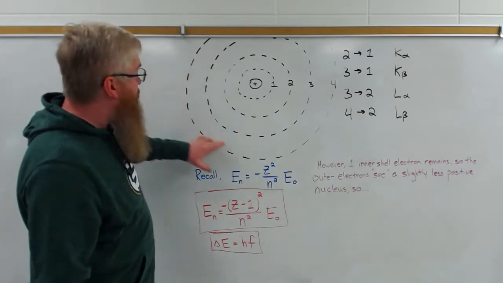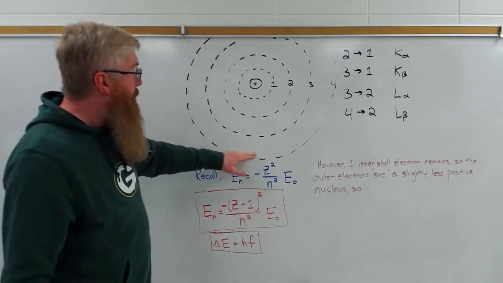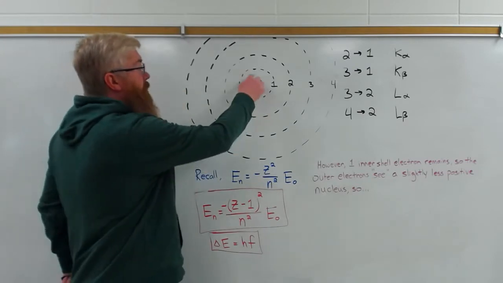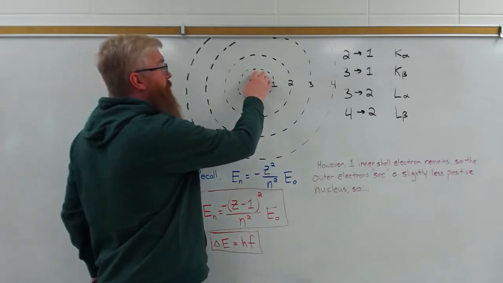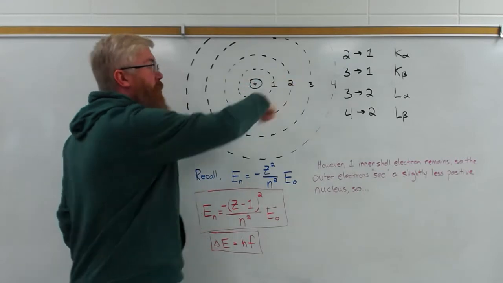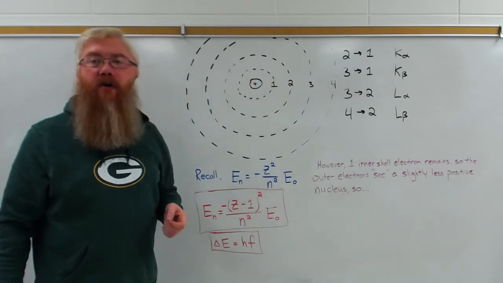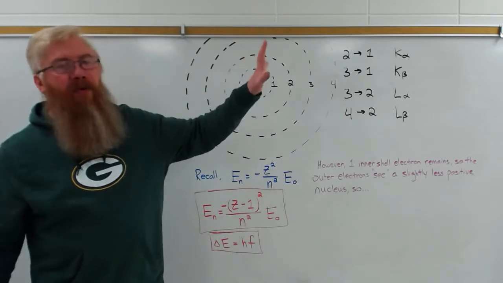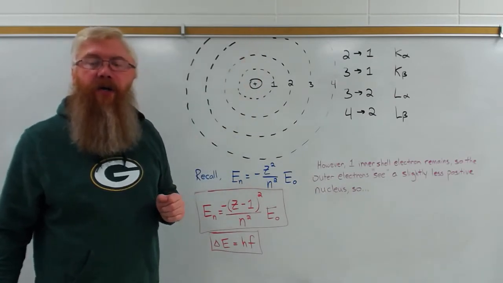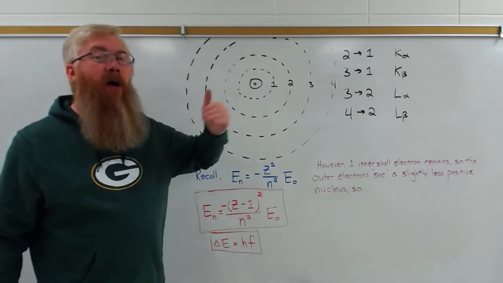Additionally, if you're an electron out here in this fourth orbit, the positive nucleus is shielded by all of the other electrons around it. So you not only are further away from that positively charged nucleus, you also see it through a cloud of negative charge, which means you're less strongly attracted to it.